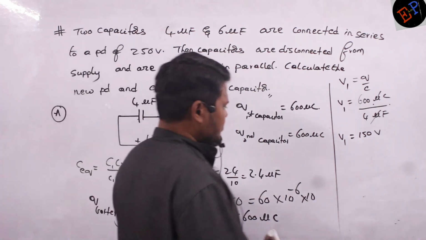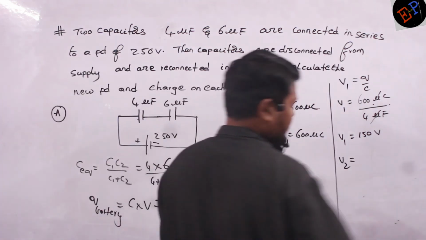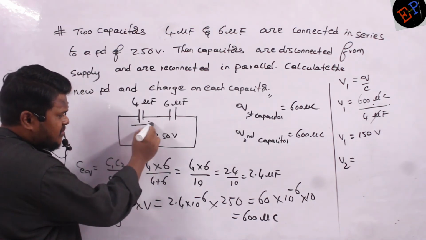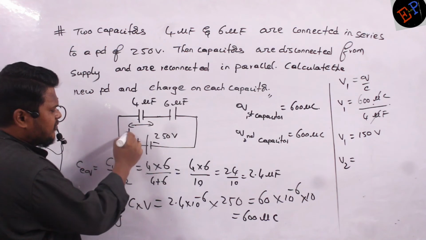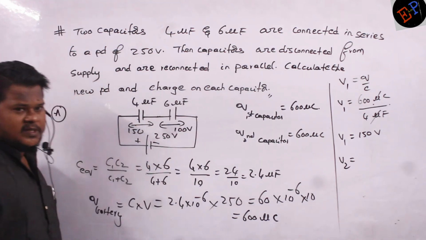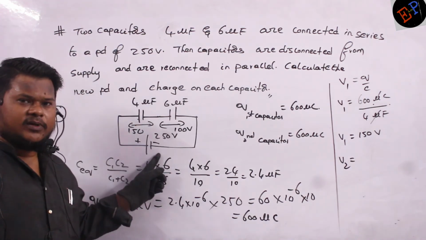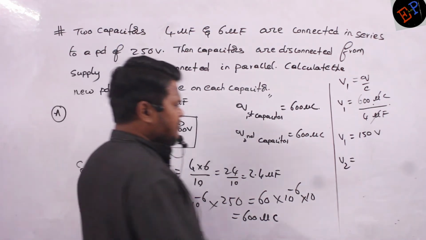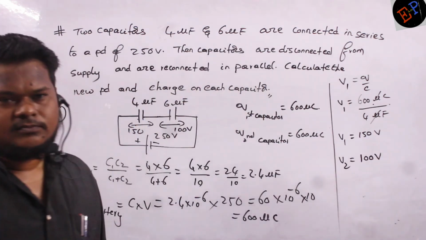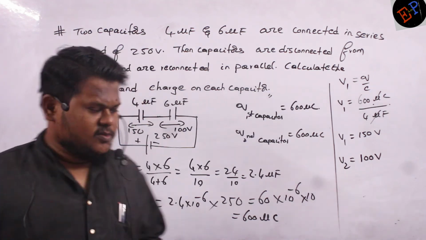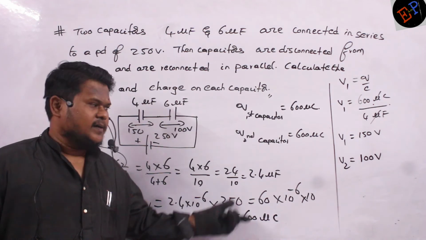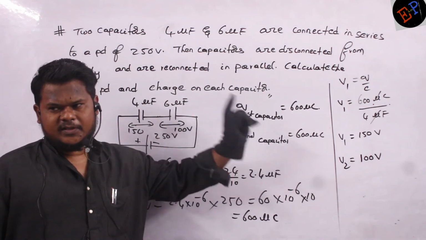Then what is the potential on the second capacitor? 100. Out of the total 250, this one is taking 150. The remaining potential will be taken by the second capacitor, 100 volts, because 100 plus 150 is 250. Are you able to understand? So V2 will be equal to 100 volts. Up to here it is clear, no? So what we have calculated is the charge stored on each capacitor and the potential difference across each capacitor.